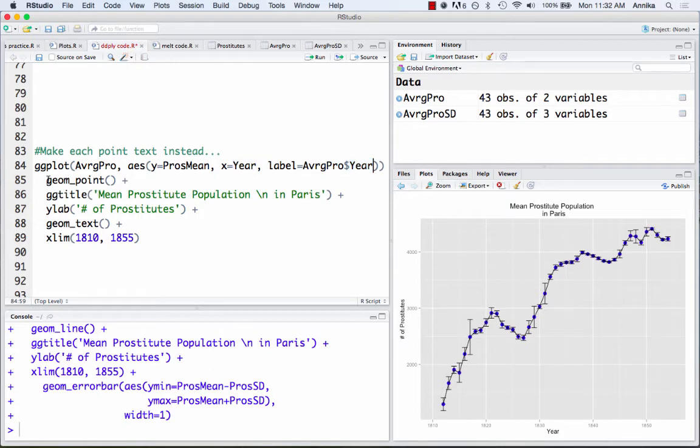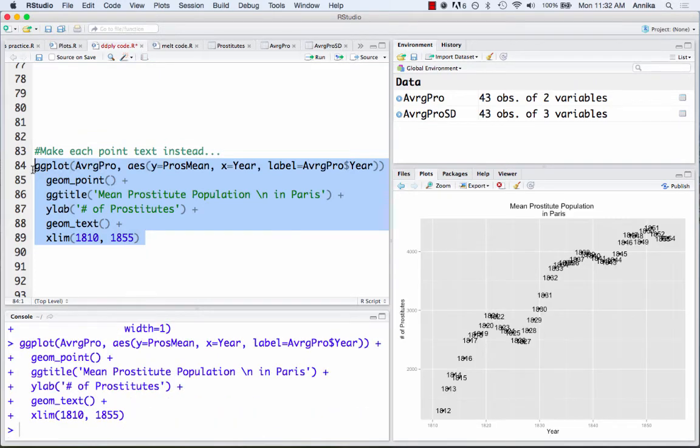I'm also going to have a point in there just to show the exact location, a title, a y-axis label, and then this is where I tell it that I want text on my graph. It's an add-on called geom_text, and then I'm going to limit my x-axis. So what this looks like is instead of points, I've got the numbers on the graph itself. So instead of just a point for 1830, it's actually going to say 1830 and also have a point there. So that can be kind of fun.